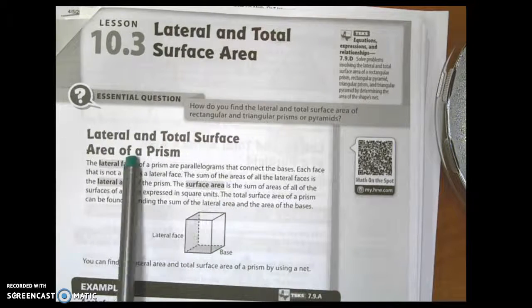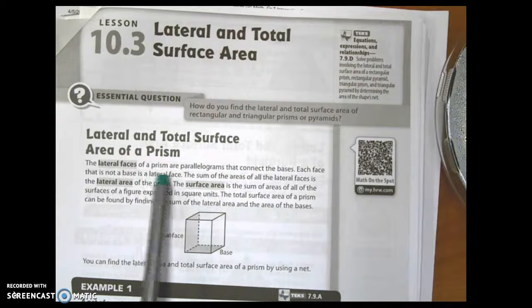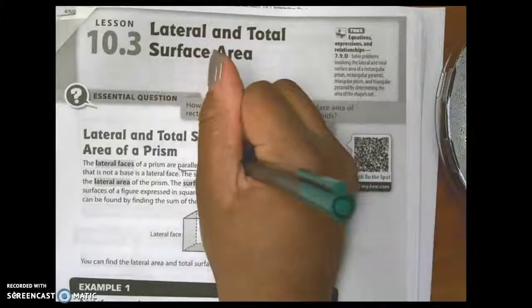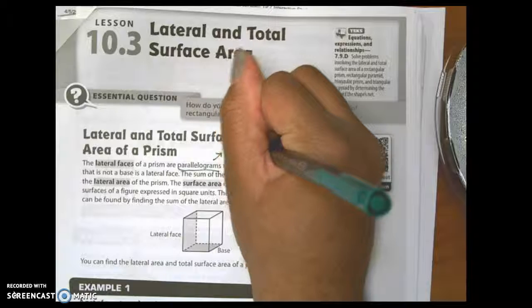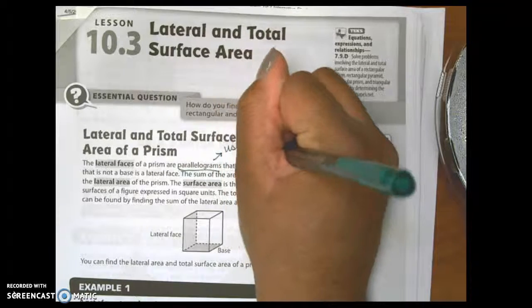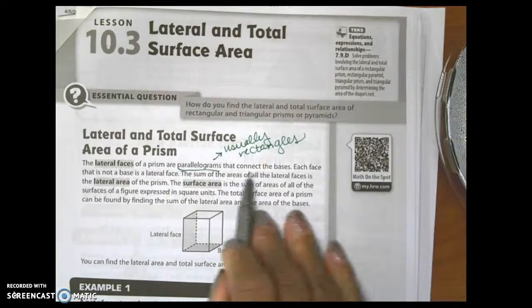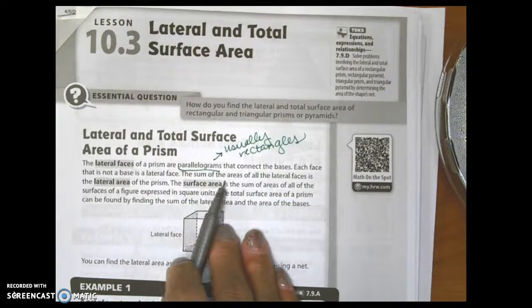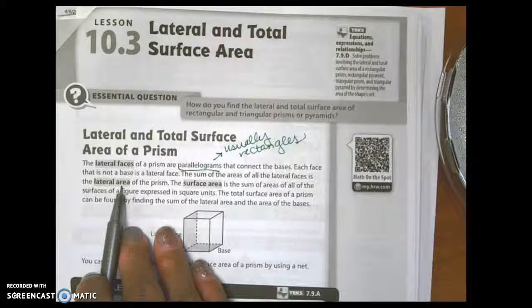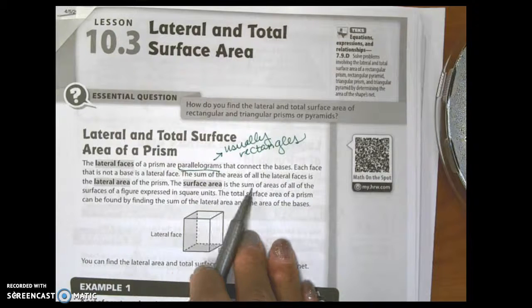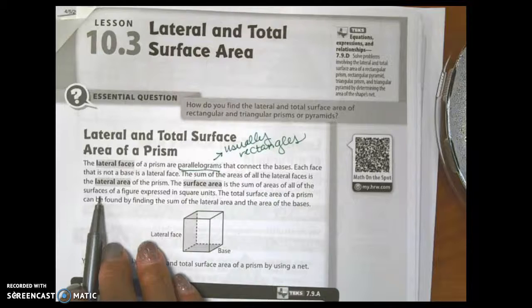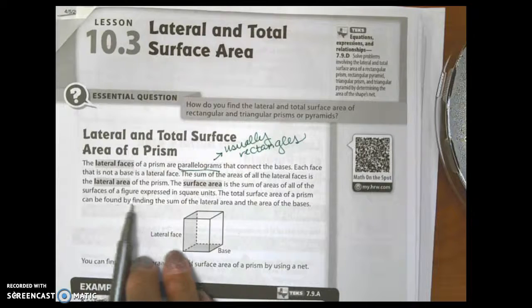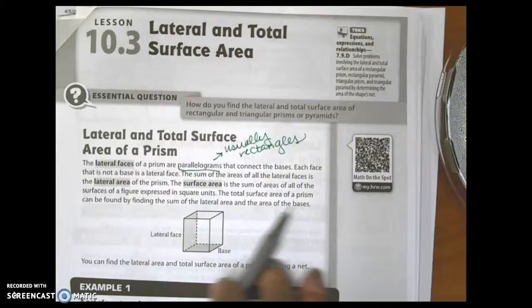Lateral and total surface area of a prism. The lateral faces of a prism are parallelograms. Per your note that I gave you, they're usually rectangles that connect the bases. Each face that is not a base is a lateral face. The sum of the areas of all lateral faces is the lateral area of the prism. The surface area is the sum of the areas of all the surfaces of a figure, expressed in square units. The total surface area of a prism can be found by finding the sum of the lateral area and the area of the bases.